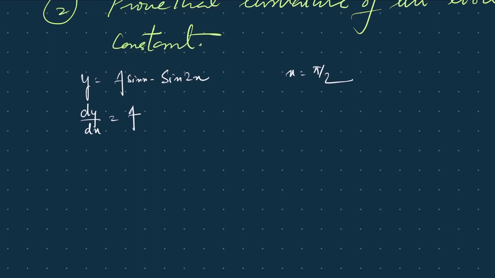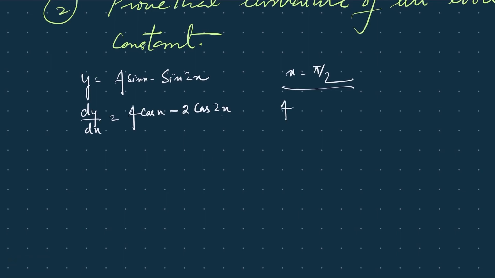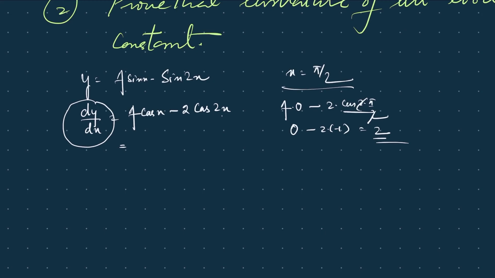So it is going to be 4 cos x, because the differentiation of sin x is cos x, minus 2 into cos 2x. Now replace x by pi by 2. So 4 into cos pi by 2 is 0, minus 2 into cos of 2 into pi by 2. The 2 cancels out, so cos pi, which is minus 1. So 4 into 0 is 0, minus 2 into minus 1 is 2. So dy by dx is equal to 2 at x equal to pi by 2.